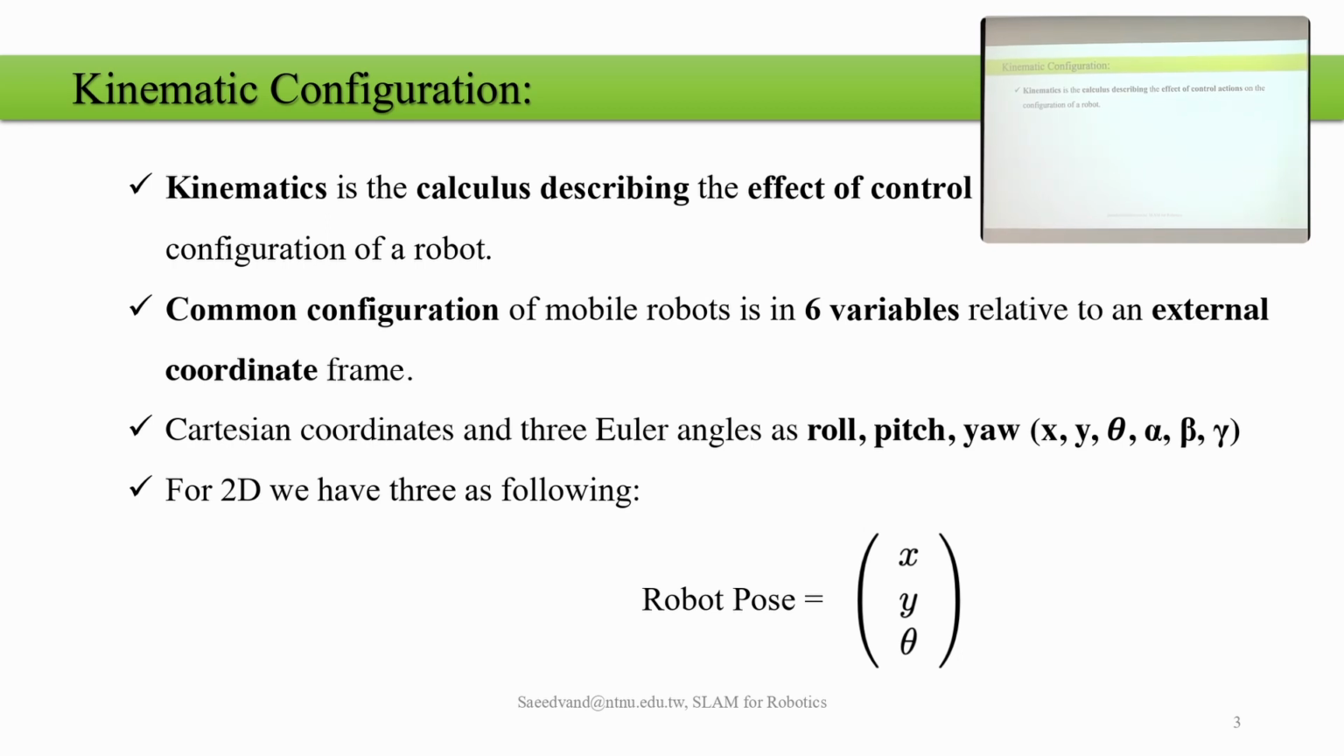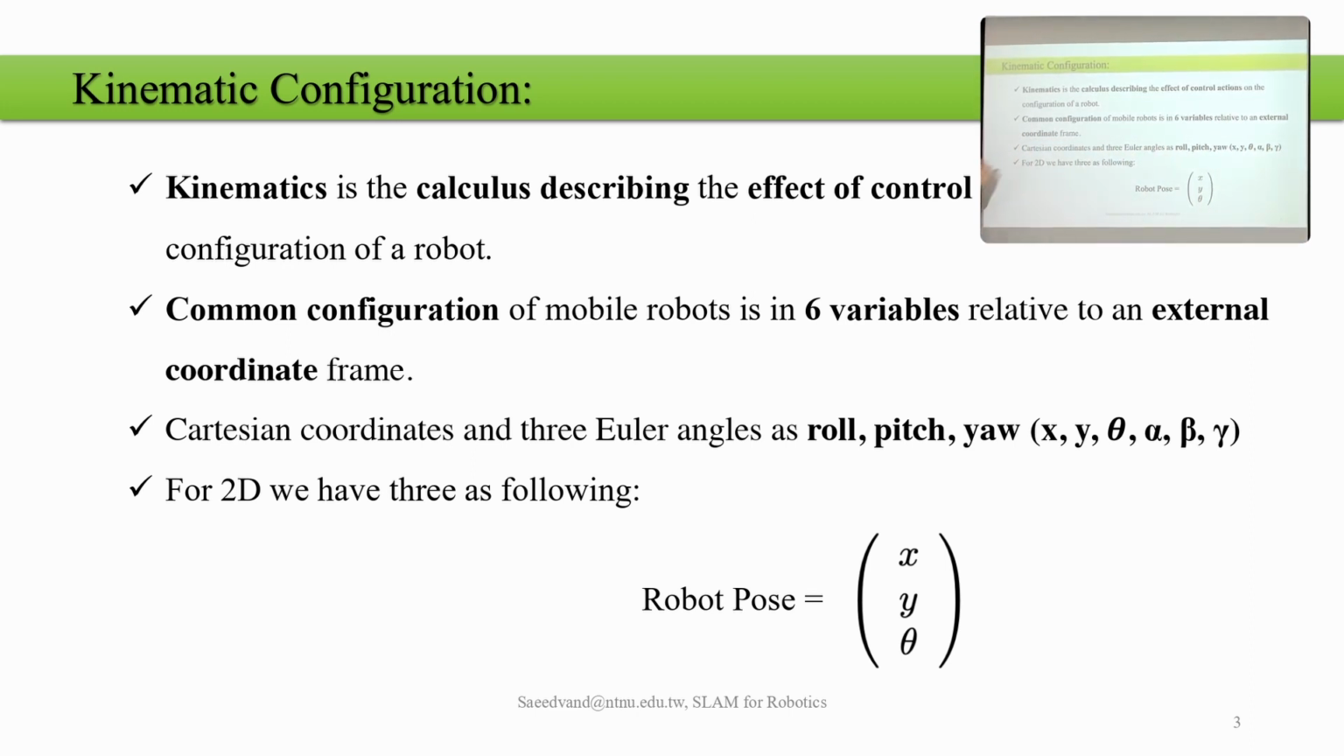So what is the kinematic configuration? We say it is the calculus describing the effect of control actions on the configuration of the robot. The common configuration of mobile robots is 6 variables. These 6 variables can be shown in the external coordinate system as x, y, z, and the roll, pitch, yaw, which is where the angle of the robot is: Cartesian coordinates and 3 Euler angles, that we can show as x, y, theta, also as alpha, beta, gamma.